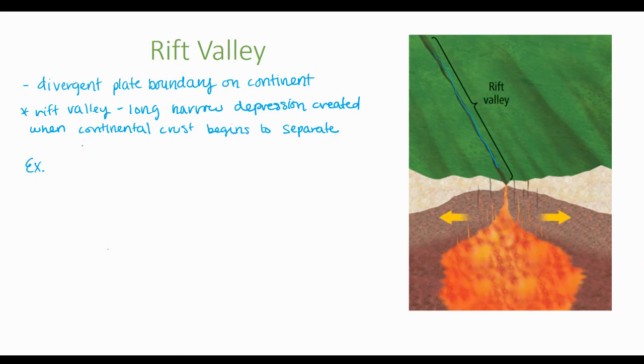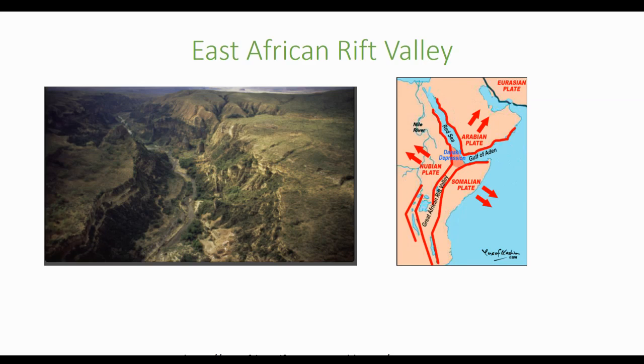Example that we are going to discuss is the East African Rift Valley. So this is a picture of the East African Rift Valley. So you can see the formation of the valley here. So what is happening here is that the African plate is splitting into two tectonic plates. It's splitting into the Somalian plate and the Nubian plate, and they are moving apart.